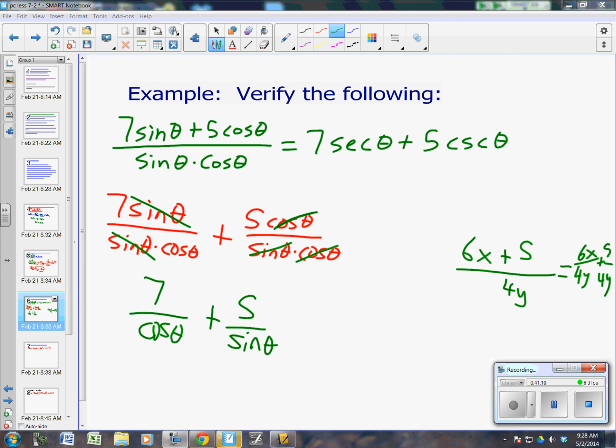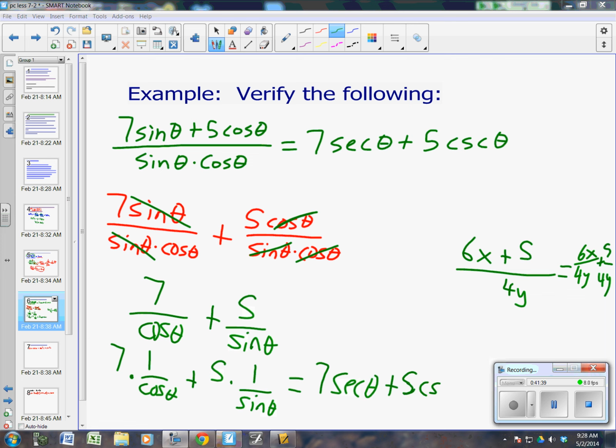I can write this as 7 times 1 over cosine, plus 5 times 1 over sine. Cosine's on the bottom, right? But what is 1 over cosine? It's secant. So you get 7 times secant of theta. Plus, over here, what's 1 over sine? Cosecant. So 5 times cosecant of theta. And there's your answer.